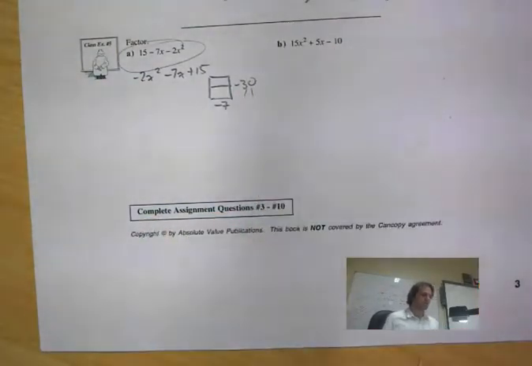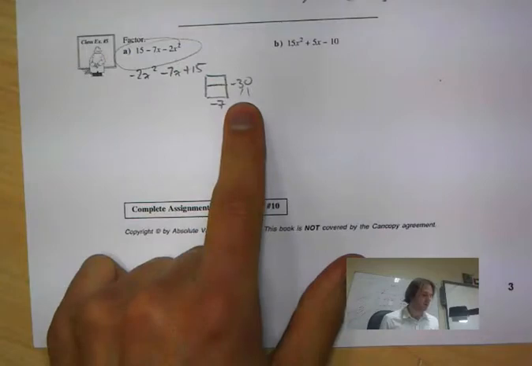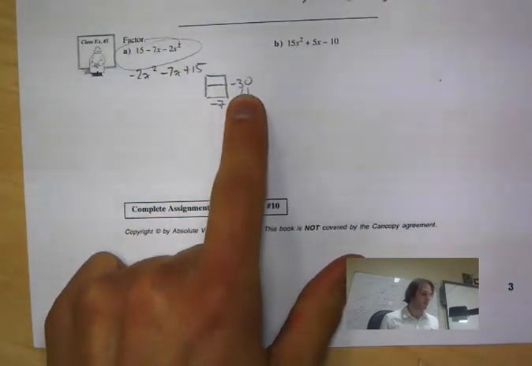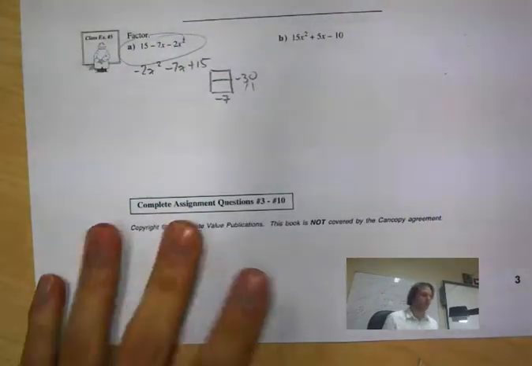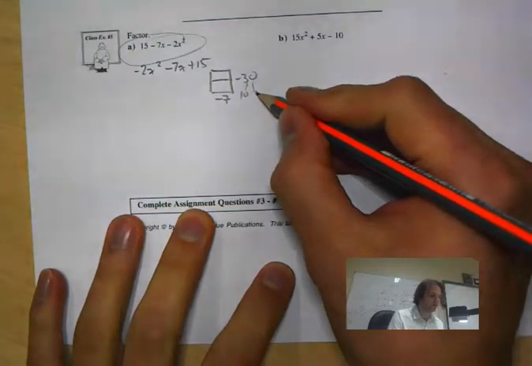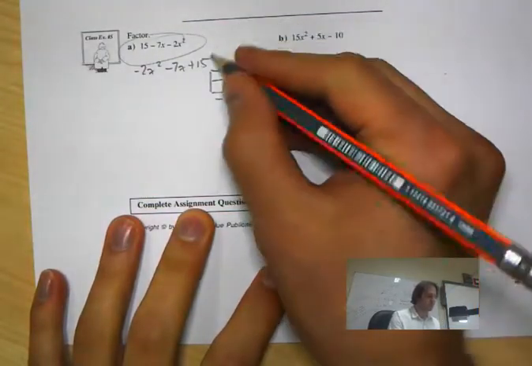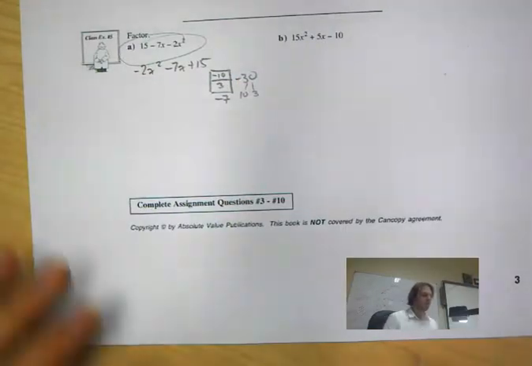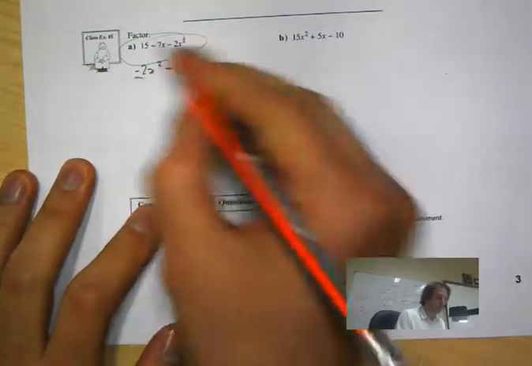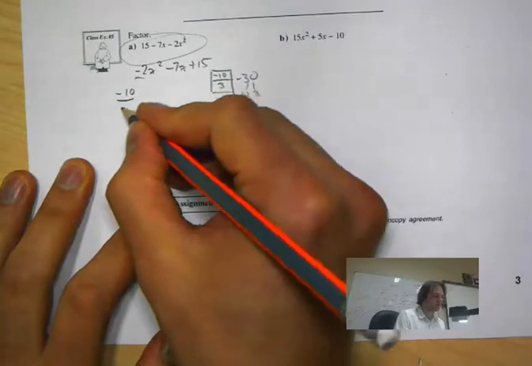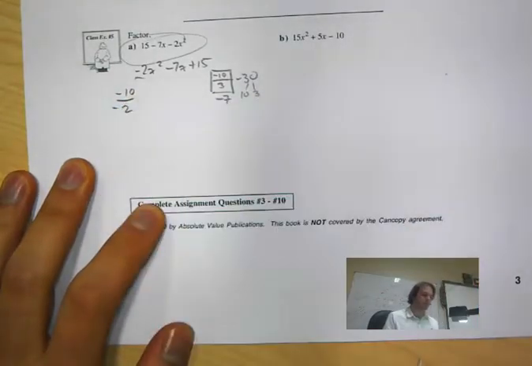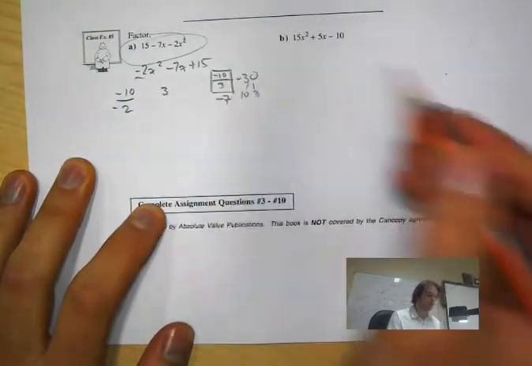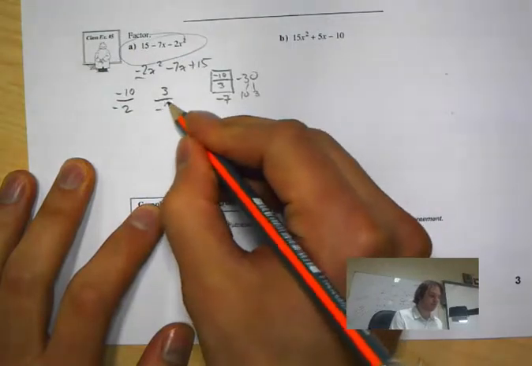Now, what makes this negative? In this case, one's negative, one's positive. So 7 different. So we could go 10 and 3. Yep. And the negative 10 is bigger, and then we have 3 on the bottom. Okay? So both of these are over negative 2, so negative 10 over negative 2, and here we're going to have 3 over negative 2.